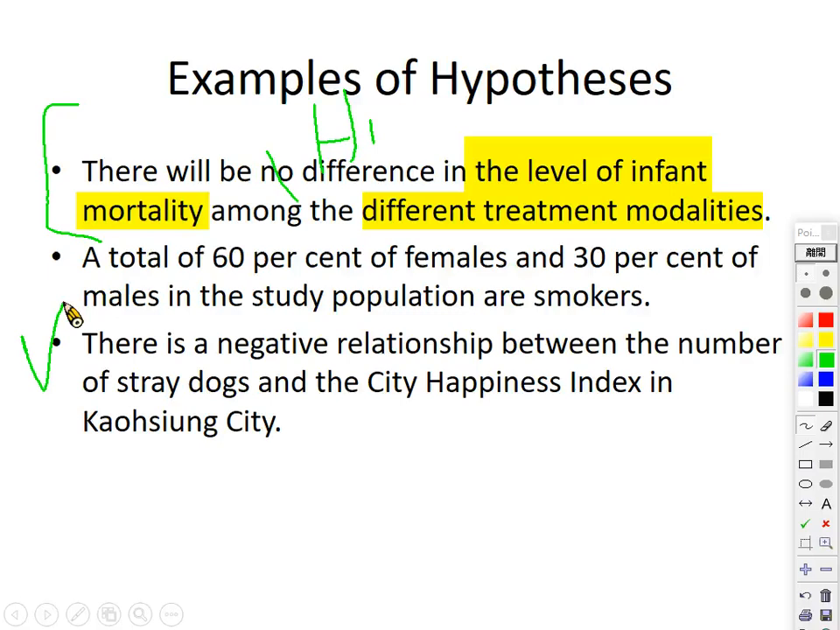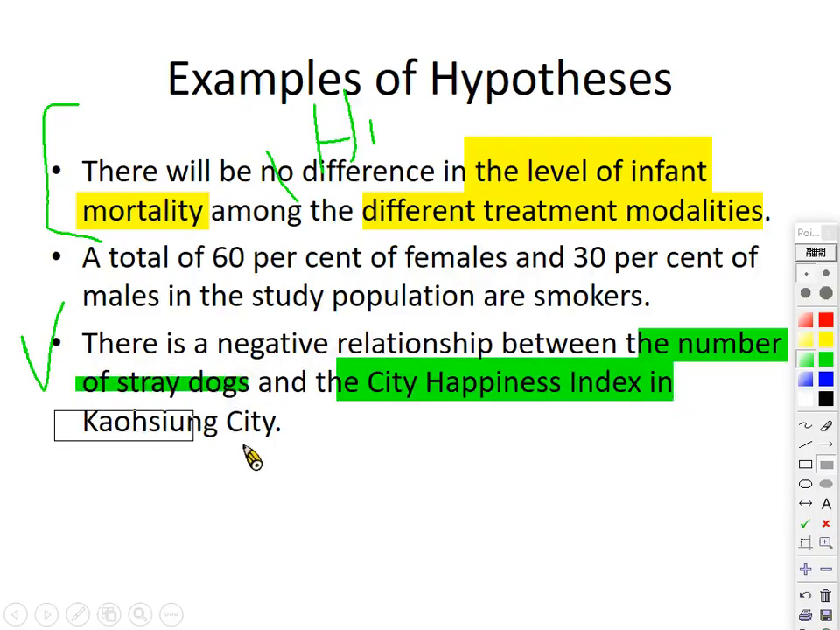Let's take this one. Hold on. There's a negative relationship between the number of stray dogs and the city happiness index in Kaohsiung city. Okay, we have a relation between two things, right? So we have a negative relationship. So what is the alternate hypothesis for this one?